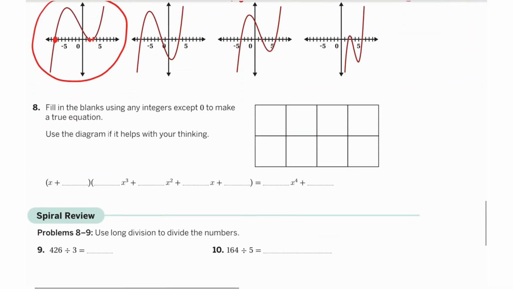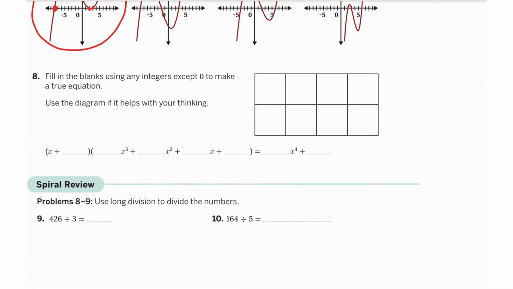Number 8, fill in the blanks using any integers except 0 to make a true equation. All right, so this one's a little bit tricky. Again, there's probably multiple answers for this one here, but as I go through it, I'm going to start out with just a simple integer of x plus 1, which means that that's what's going to be on the left side here. The key to helping me with this is recognizing that the final solution is just x to the power 4 plus a constant without any x's.